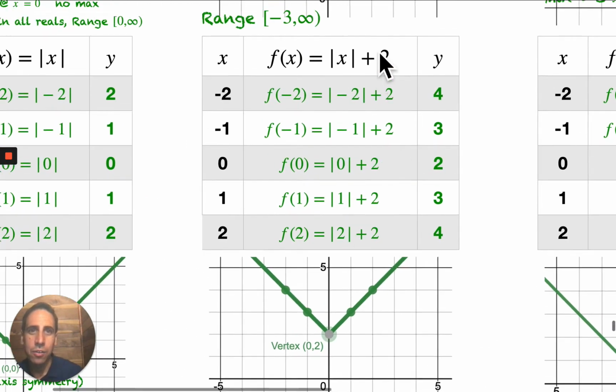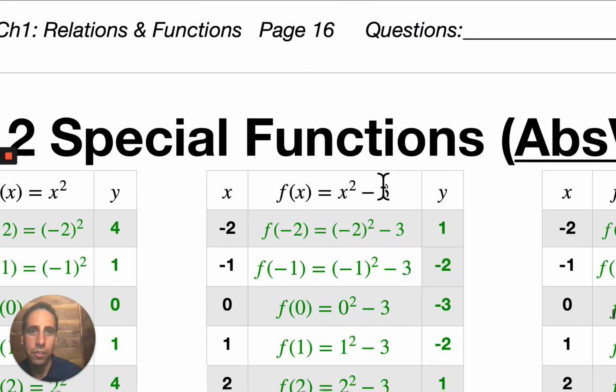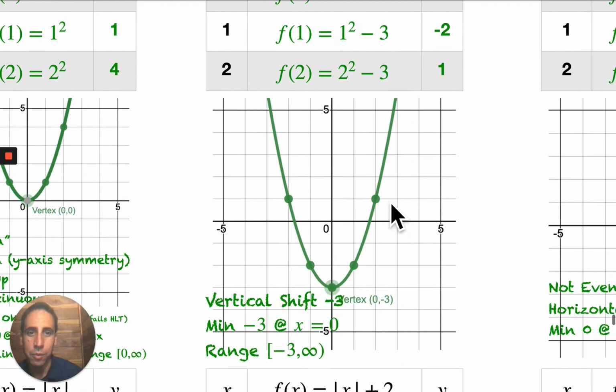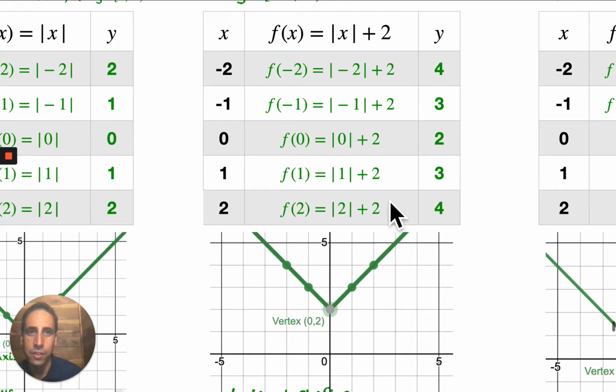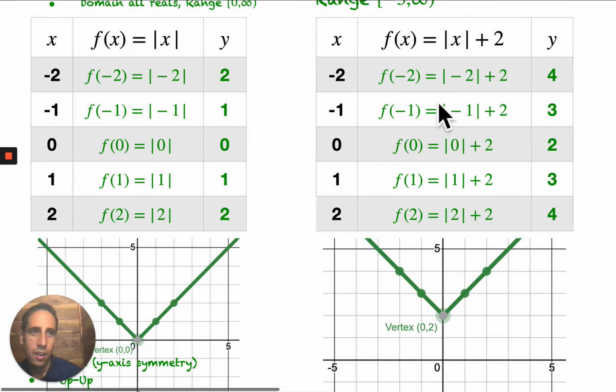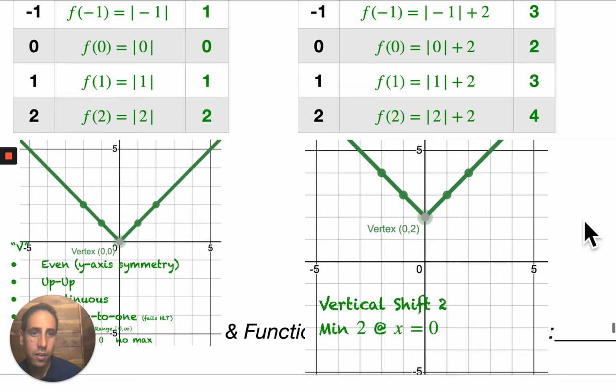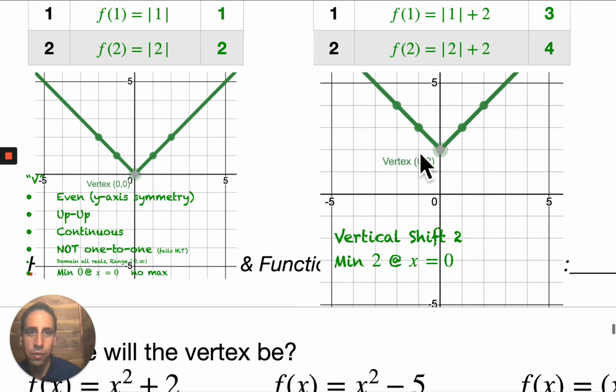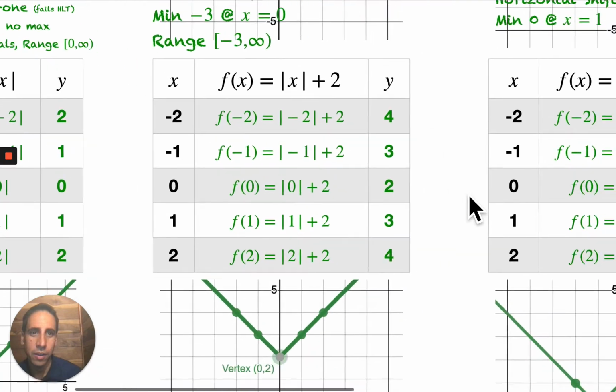What happens when we add 2 after the function? We did the same thing here, or a similar thing. We subtracted 3 after squaring here. After taking the absolute value, let's add 2. It looks like when you compare it to the original, all the outputs are 2 units higher. This is +2, +2, 0 plus 2 is 2, 1 plus 2 is 3, 2 plus 2 is 4. So it stands to reason that the vertex is 2 units higher, the minimum value is 2, and it's in the same location, the same x value. Let's call this a vertical shift of positive 2. The other one was a vertical shift of -3.